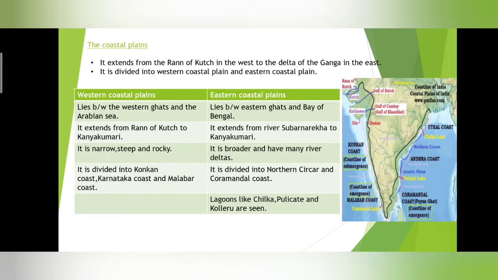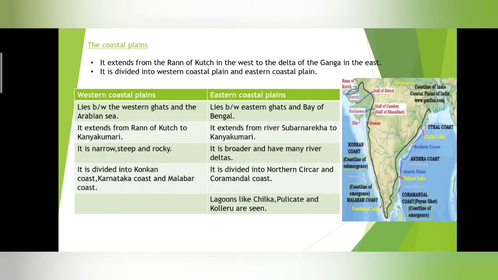Okay, so this coastal plains is divided into Western coastal plain and Eastern coastal plain. So now let us see the difference between the Western coastal plain and the Eastern coastal plains. Another important 3-mark question here.